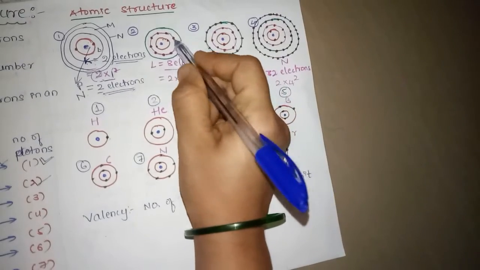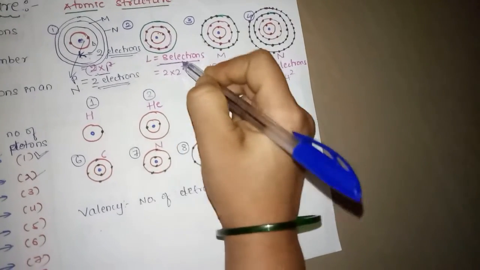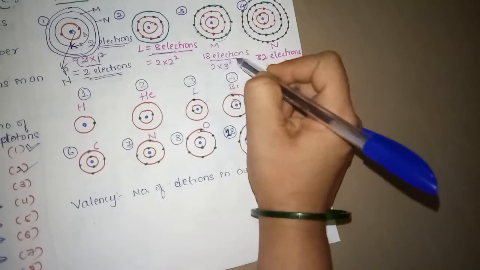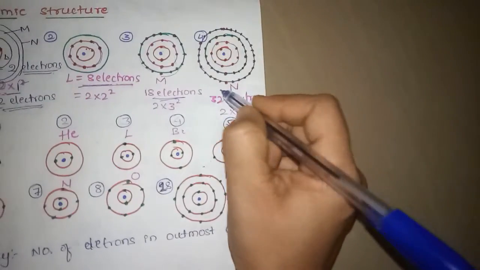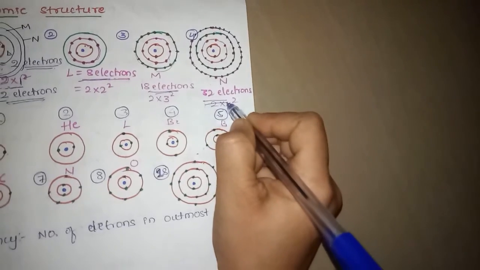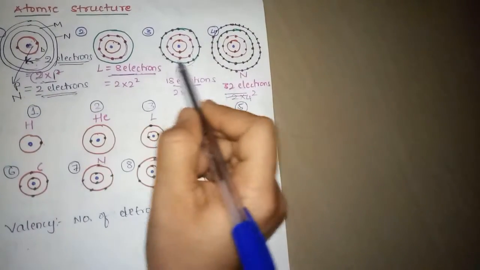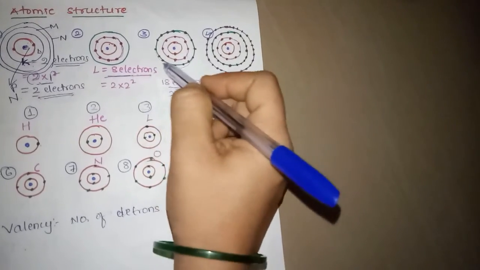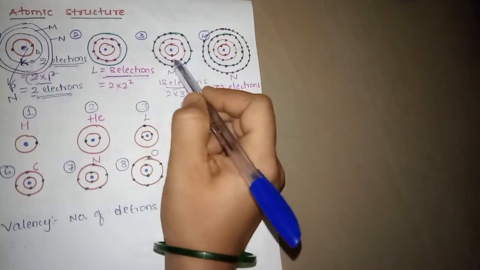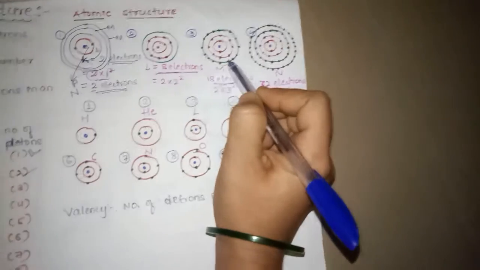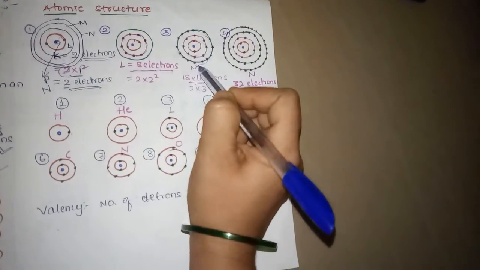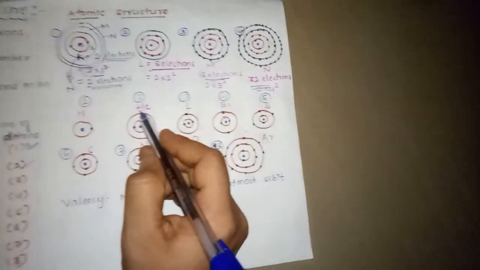And the next orbit can store 8 electrons. In the same way, the third orbit can store 18 electrons, and the fourth orbit can store 32 electrons. So these are the 4 orbits around the nucleus in which electrons are present. And depending on the electrons present in the orbits, the atoms are going to combine with each other.